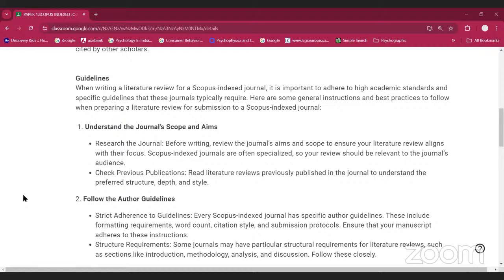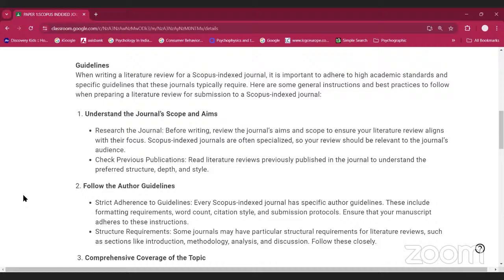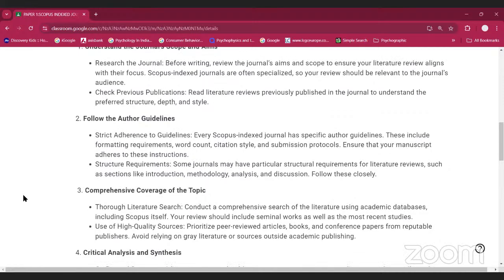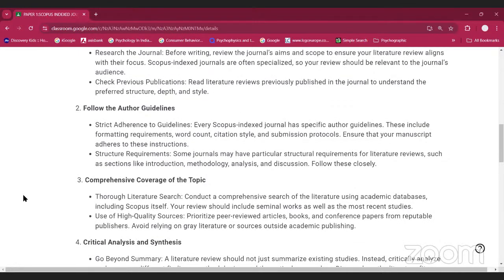Follow the author guidelines. Strict adherence to the guidelines. Every Scopus journal has specific author guidelines. These include formatting requirements, word count, citation style, and submission protocols. Ensure that your manuscript adheres to these instructions.